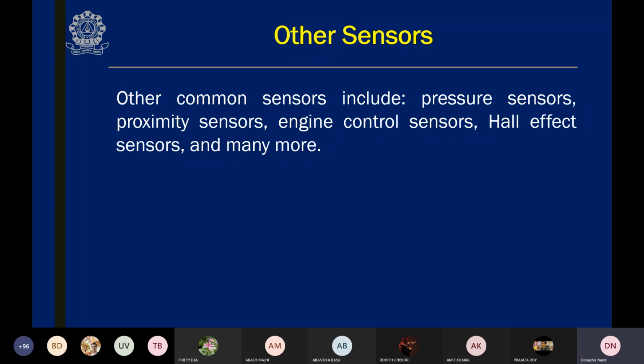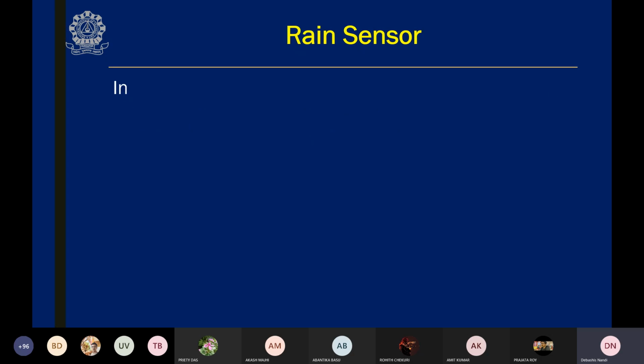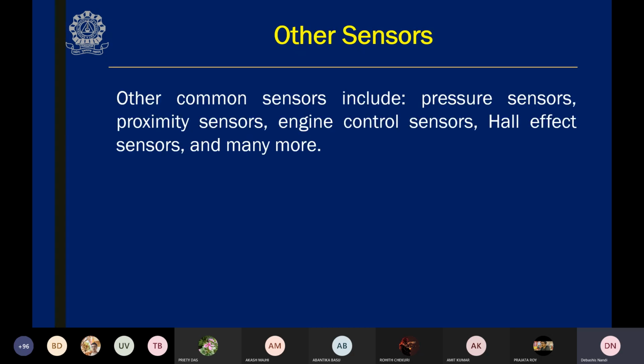Different types of physical quantity we may have to sense at different times for different applications. So for different types of physical quantities, you can use different types of sensors. Anyway, this is the first part of our discussion.